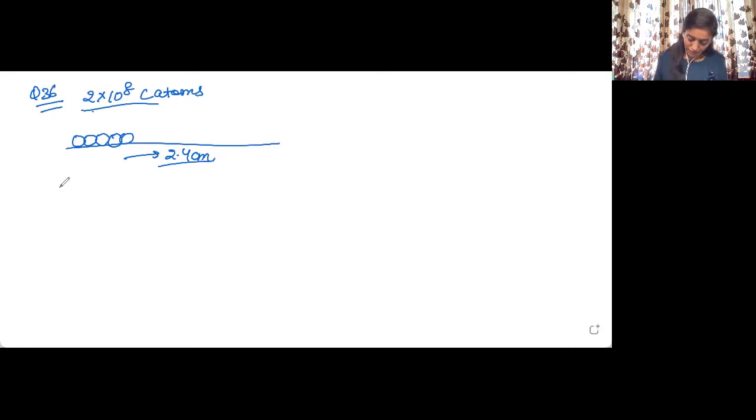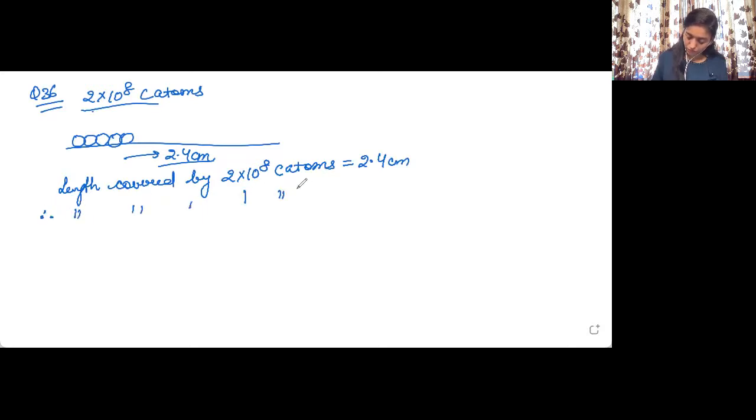So we can just write length covered by 2 into 10 raised to the power 8 carbon atoms is equal to 2.4 centimeter. Therefore, length covered by one carbon atom will be equal to 2.4 centimeter upon 2 multiplied by 10 raised to the power 8. So it will be equal to 1.2 multiplied by 10 raised to the power minus 8 centimeter. So this will be equal to the diameter of carbon atom.